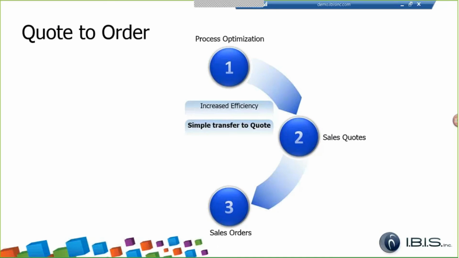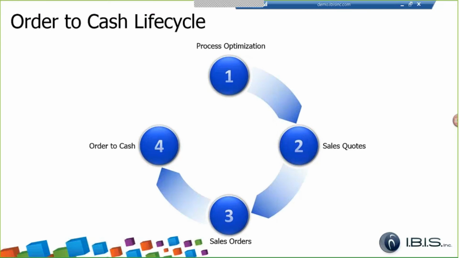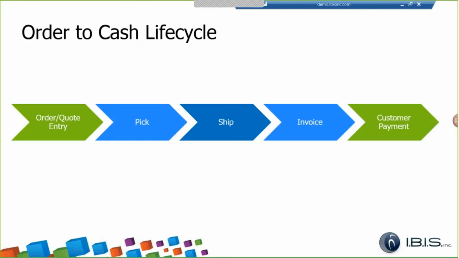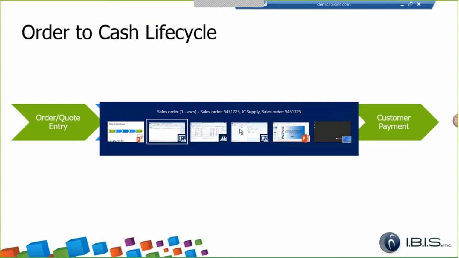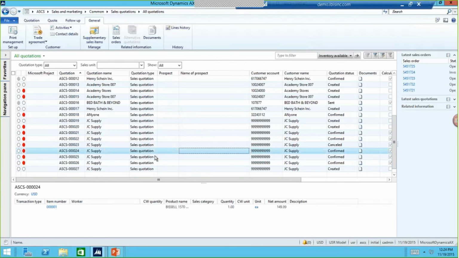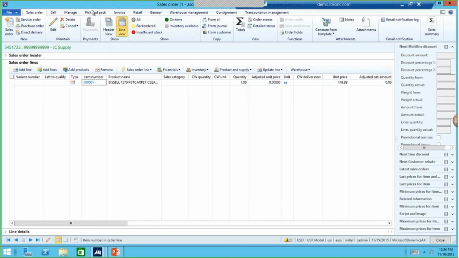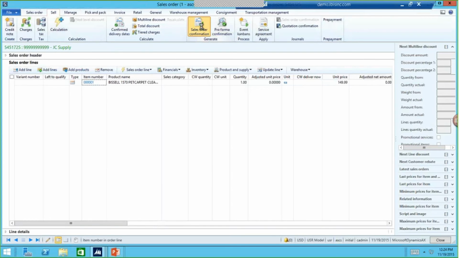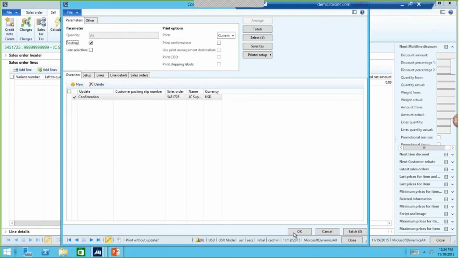And that kind of brings me to my next point of talking about the order to cash life cycle. Now, order to cash life cycle is from order inception or quote inception through picking items off the shelf in the warehouse, packing them and shipping them out the door, to the invoice process and customer payment. Now we'll go back into AX and go ahead and process that order the rest of the way. So we're going to go ahead and confirm the order, telling the system that yes, this is actually a firmed order and we're expecting to get the business and ship it out the door.